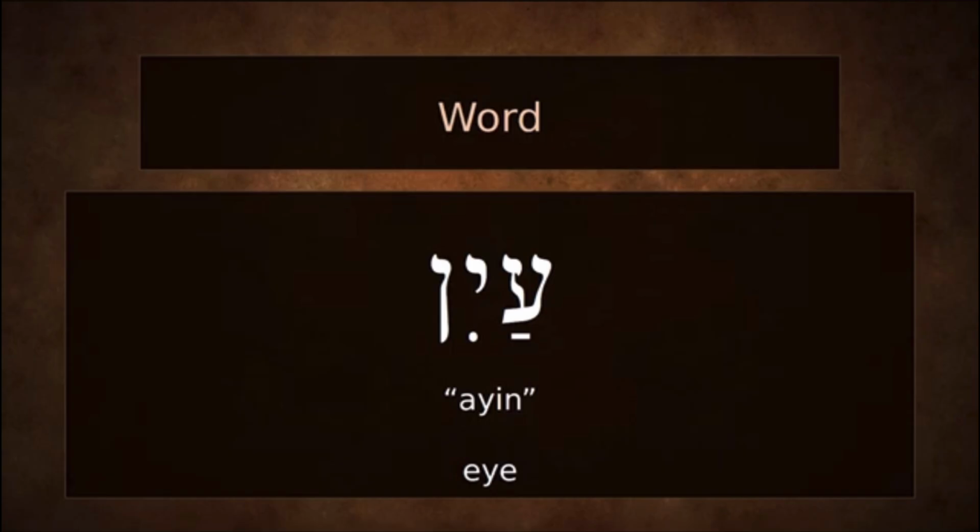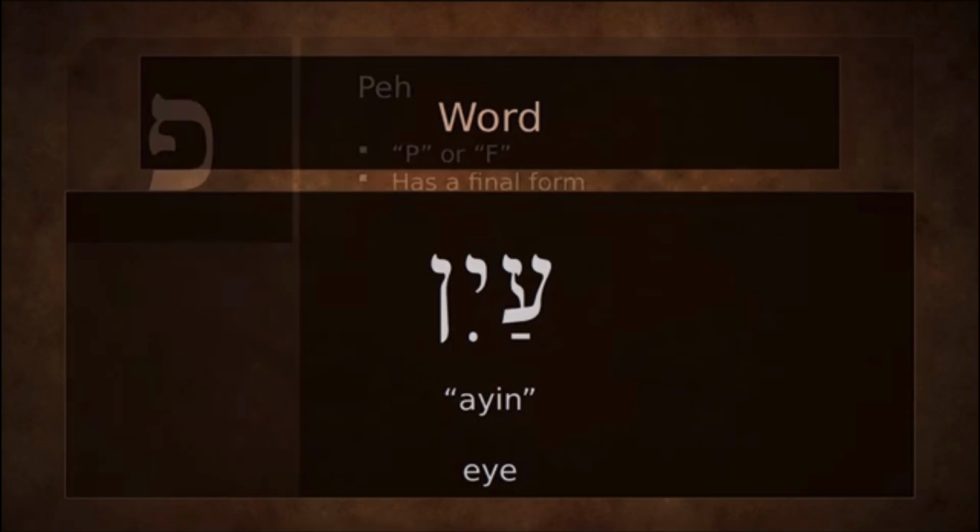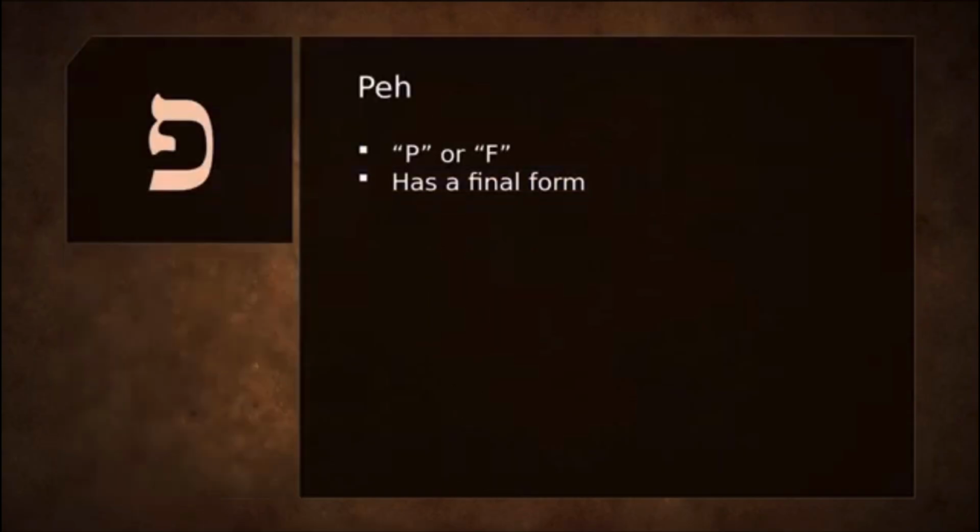Ayin is also the name of the letter ayin, and that's because in the Paleo-Hebrew script, the letter ayin was a round letter, the shape of an eye. The 17th letter is pe. Pe can make two sounds. It can make the sound of the letter P or the sound of the letter F.